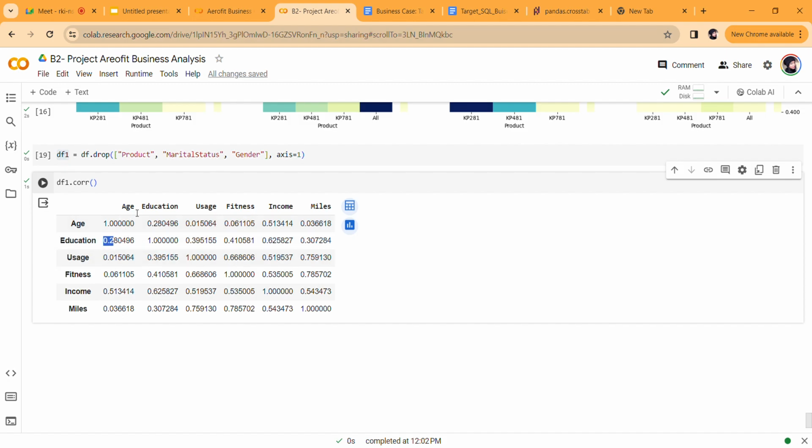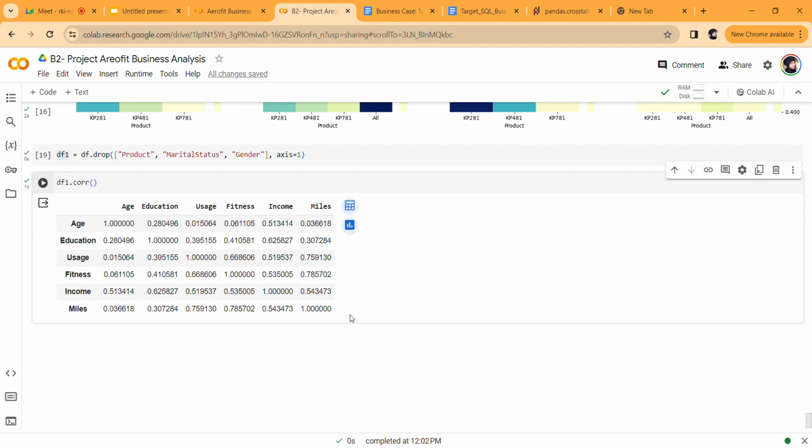Education is nothing related to age, and you can see 1, 1, 1, 1, because if miles is correlated with miles, then it will be 1 because they are the same data. So we have to ignore this one, and we have to focus on the rest of the things which are highly correlated. Income and education is also highly correlated. You can see that whatever is present in the upside is present in the downside also. So you can see that 0.7, usage and miles is also highly correlated. Fitness and miles is also highly correlated.